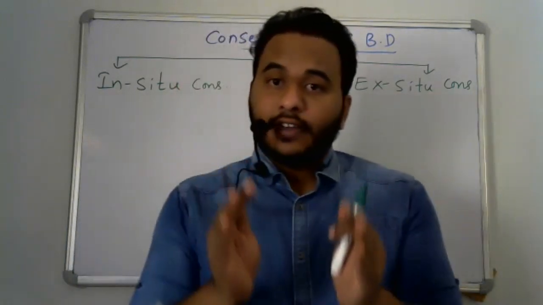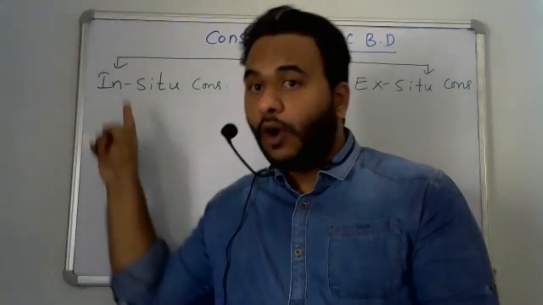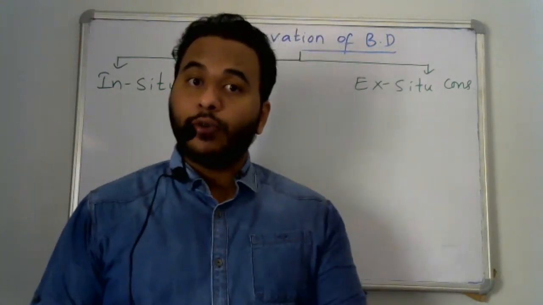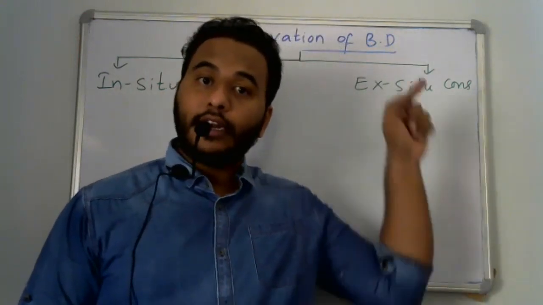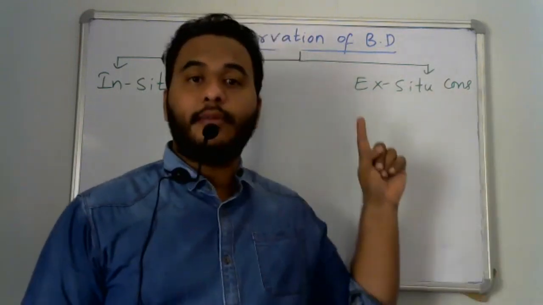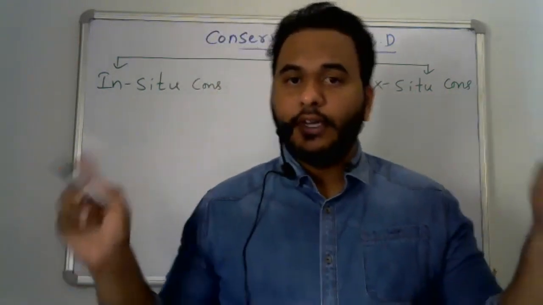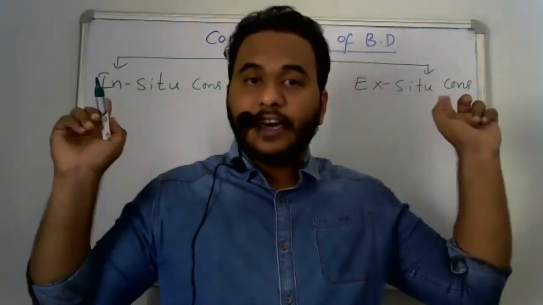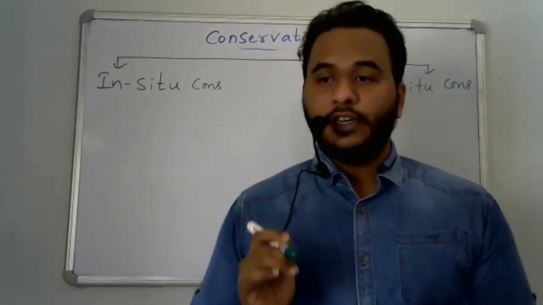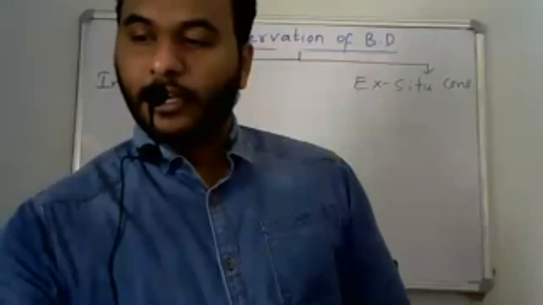So conservation of natural resources within their natural habitat is called in situ conservation, and the conservation of natural resources by bringing them from their native habitat and protecting them outside comes under ex situ conservation. I think you understood the difference between in situ and ex situ conservation. Now we are going to study in situ conservation examples.